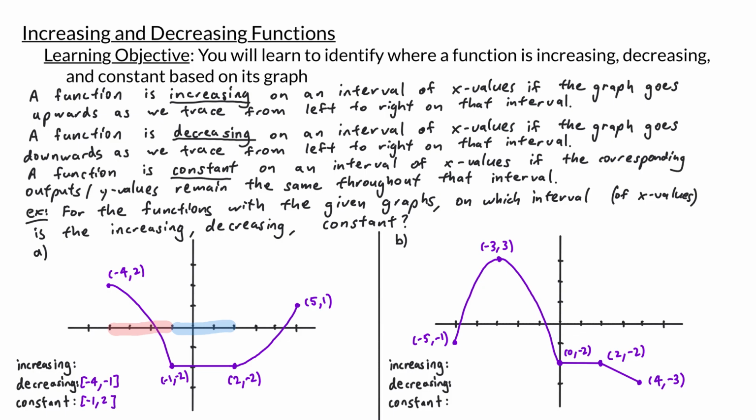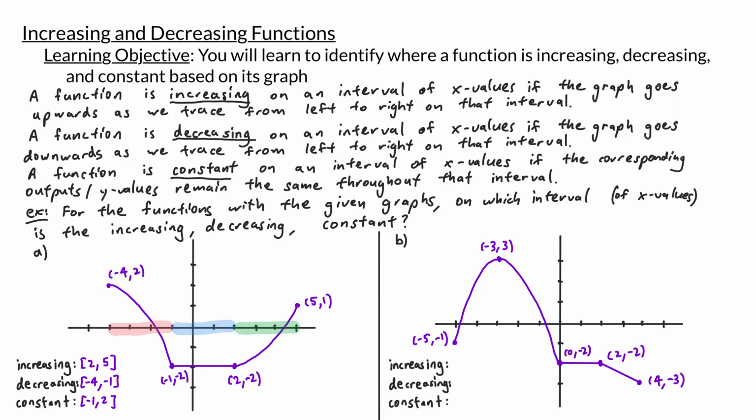Now let's return to our graph and pick up where we left off at (2, -2). If we keep tracing our graph to the right, we see that it goes up now until we get to the point (5, 1). So for the x values from 2 all the way to 5, our graph is increasing. So we say that our function is increasing on the interval 2 to 5. So all we had to do was trace our graph from left to right, see where it's going up for increasing, see where it's going down for decreasing, and see where it remains flat for constant.